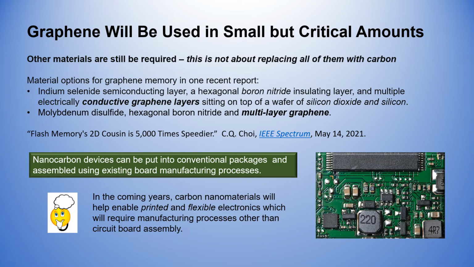Carbon nanotube devices can be put into conventional packages today and assembled using conventional circuit board assembly processes. But I do predict, in fact, everybody who studies this literature does predict, in the coming years, carbon nanomaterials will enable printed and flexible electronics, which will require manufacturing processes other than circuit board assembly. So what would those be?